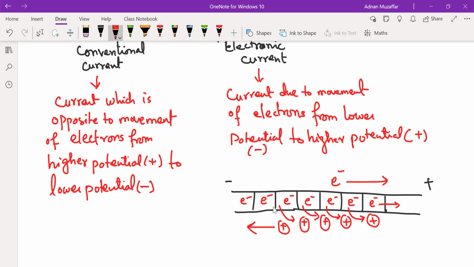So definitely, whenever an electron moves, it will leave behind a vacancy. If we consider the movement of these vacancies, which are positive charges, you can see it in the opposite direction to the movement of electrons, from higher potential to lower potential. So this will be conventional current. I can call it conventional current. This would be conventional current.